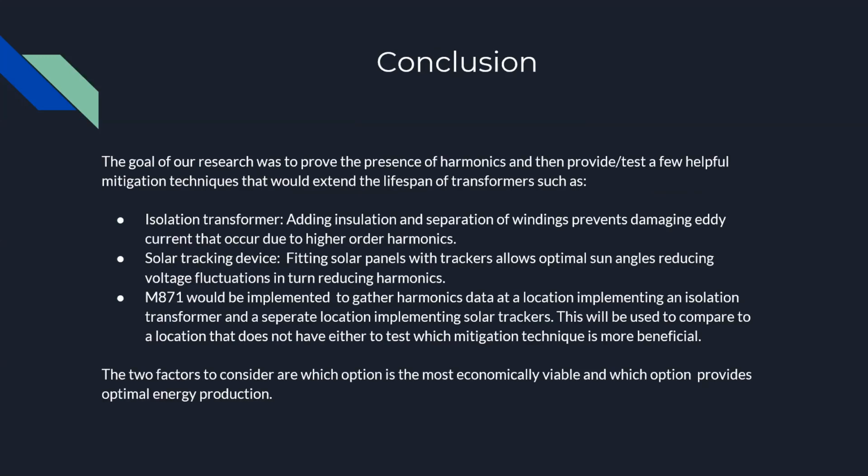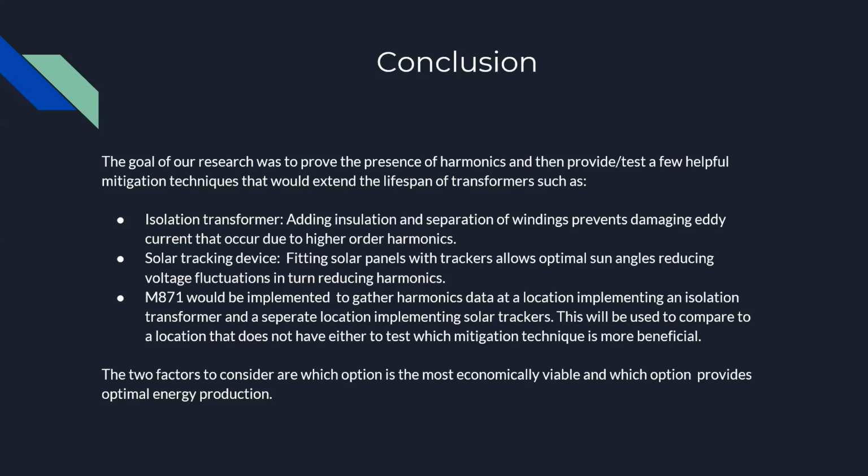Conclusion. The goal of our research was to prove the presence of harmonics and then provide and test a few helpful mitigation techniques that would extend the lifespan of transformers, such as an isolation transformer. Adding insulation and separation of windings prevents damaging eddy currents that occur due to higher order harmonics. Also, solar tracking devices. Fitting solar panels with trackers allows for optimal sun angles, reducing voltage fluctuations, in turn reducing harmonics.